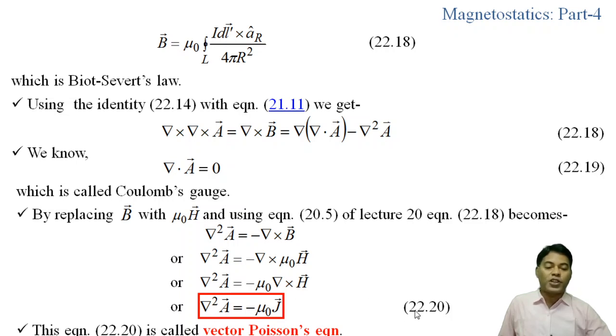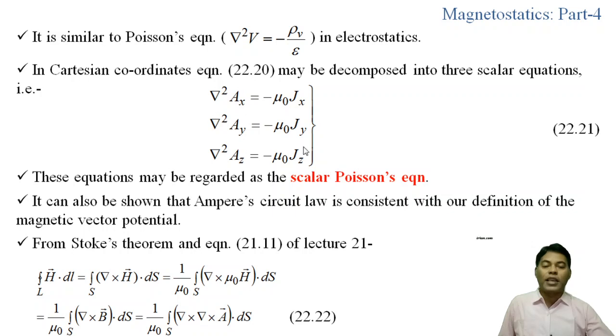So this expression 22.20 is called the vector Poisson's equation, and the relationship of A and J can be represented by this expression. So now this is the vector Poisson's equation. If we want to find the scalar Poisson's equation, we have to take the components along the x axis, y axis and z axis. This is given by this expression.